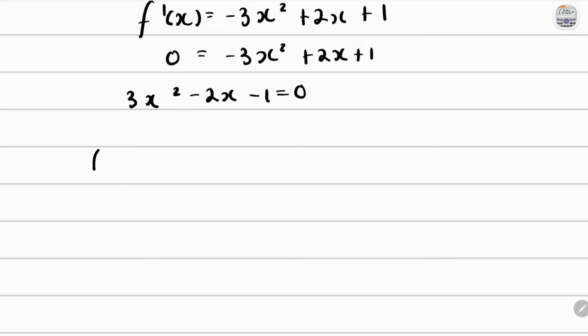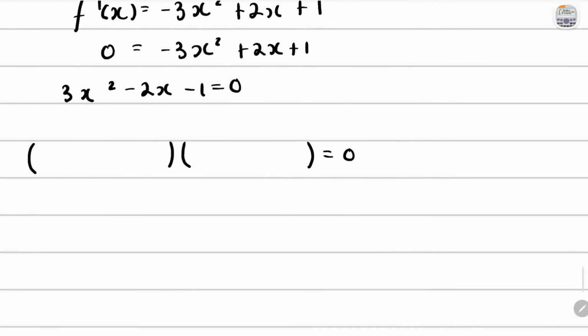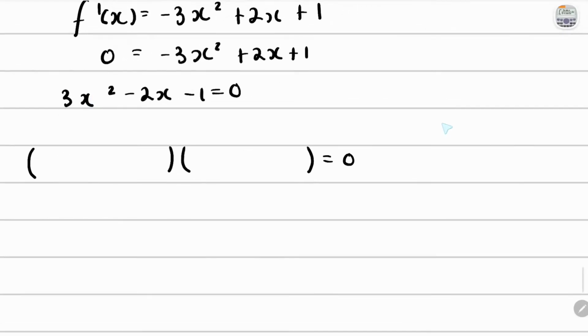So now we just need to factorize this, and you can use any method that you are comfortable with. So I'll just go ahead and use the cross method here. Factors of 3x squared, 3 is a prime number, so it's just 3x and x.